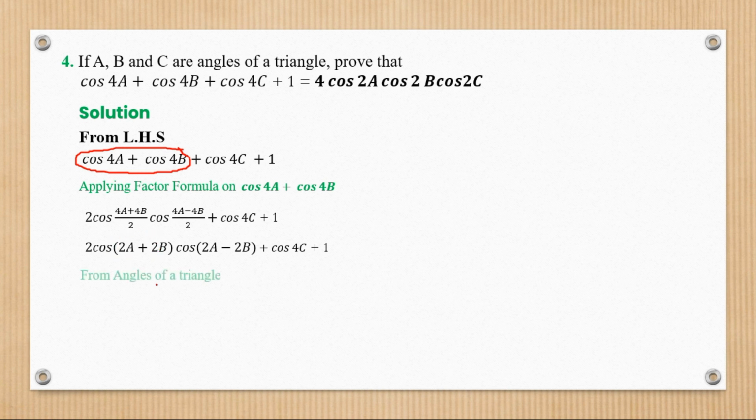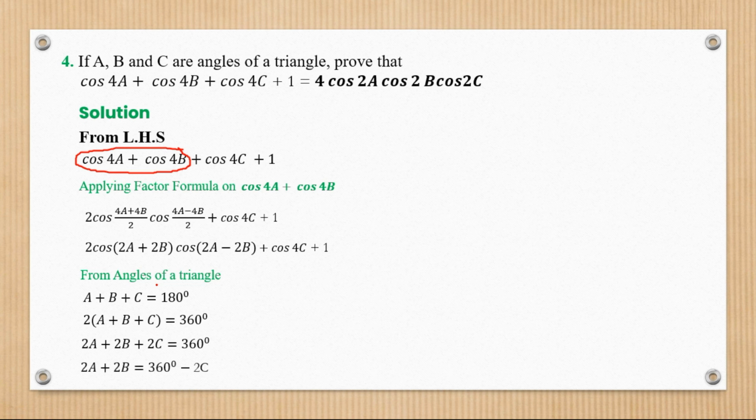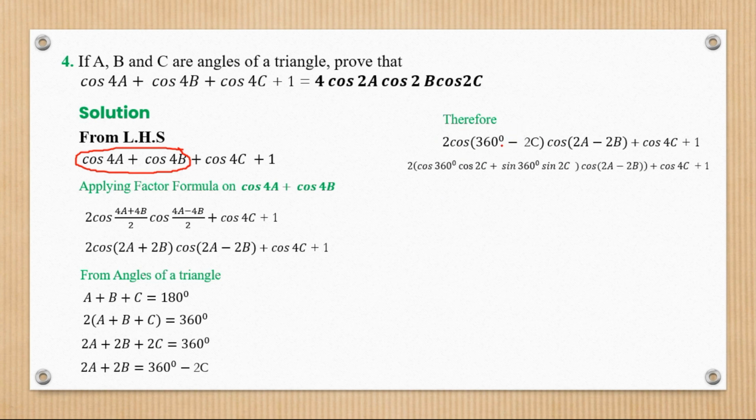So we know from angles of a triangle that a plus b plus c is 180 degrees. So I'm going to multiply by 2 on both sides so that we have something that looks similar. So 2a plus 2b is 360 degrees minus 2c. When you substitute that back in and apply the rules of compound angles to this side, we end up with that. But now cos of 360 is positive 1, but sine of 360 is 0. So this disappears and we remain with a positive 1. So this becomes 2 cos 2c.